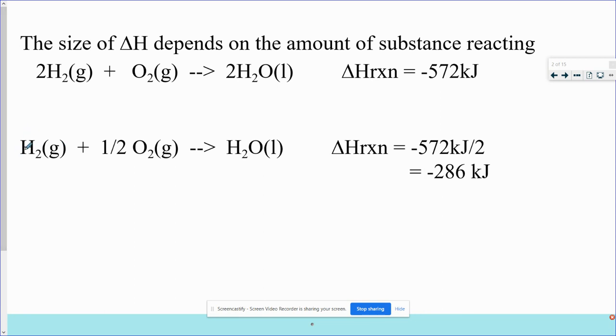So now the second equation is dividing everything by 2, so that I now have only 1 mole of H2 reacting with 1/2 mole of O2 to give 1 mole of H2O. And then when I divide the delta H value by 2, I can see that it is going to now only give off 286 kilojoules, okay, because I cut the amount in half, so only half the amount of heat is given off.